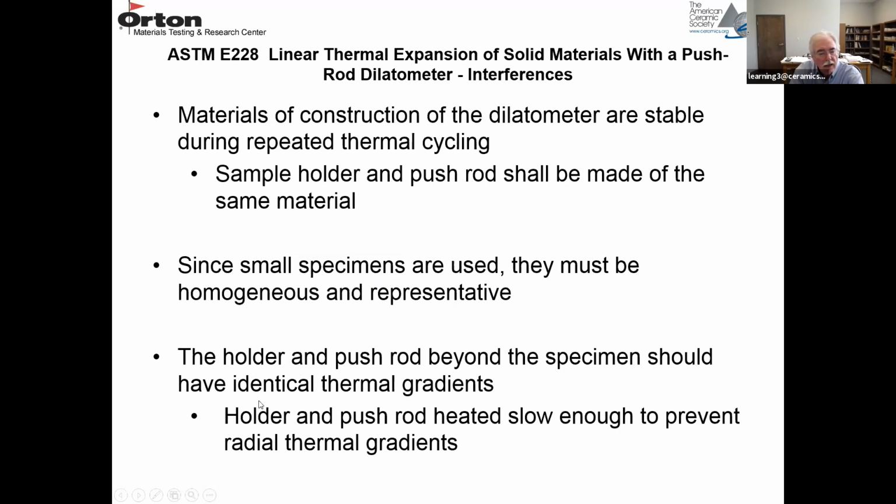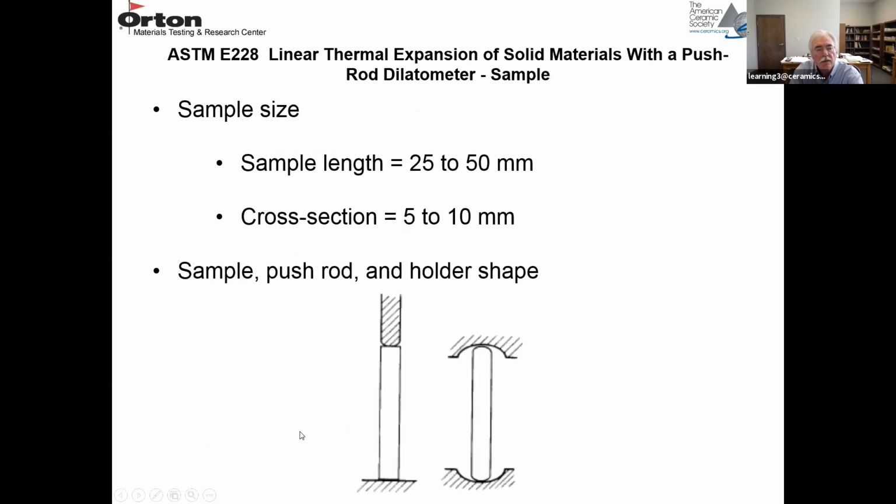The holder and pushrod beyond the sample have to have identical thermal gradients. So the holder and pushrod are heated slow enough to prevent radial thermal gradients. The pushrod is inside the tube. So you have to heat it slow enough so they both heat at the same rate. So I mentioned this typical sample, 1 to 2 inches, that's about 25 to 50 millimeters. The cross section is about 5 to 10 millimeters, maybe a 1/2 inch in cross section. And this is what a sample might look like.